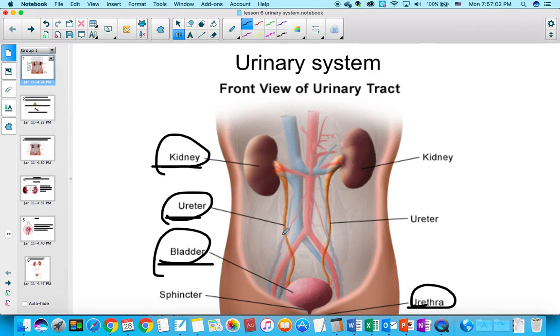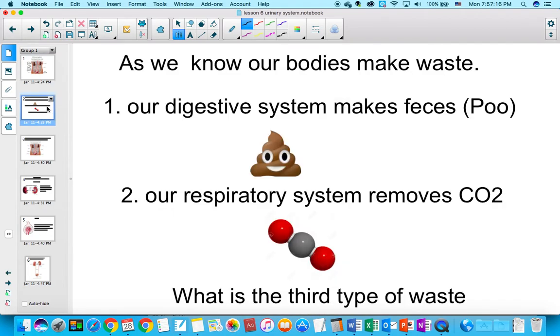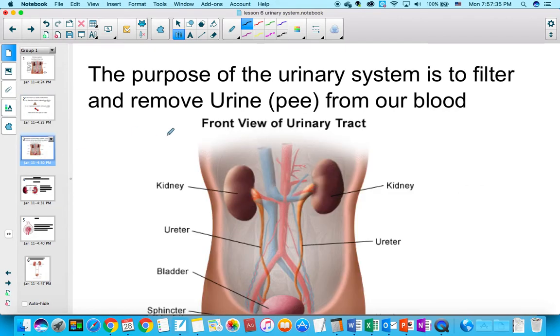There's only four big organs that you need to know, and we're not going to go into the complexities of how the kidney does it, but it's good to know that the kidney does what it does to keep your blood clean. As we know, our bodies make waste. Our digestive system makes feces, or commonly called poo. Our respiratory system removes carbon dioxide, or CO2. Is there a third type of waste? Well, you should probably have already come to the conclusion that the third type of waste is urine, commonly called pee, but we'll use the word urine because it's more adult.